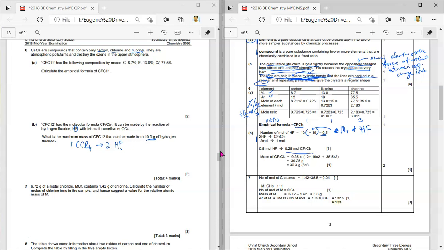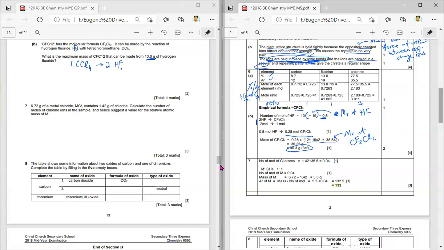Once I know there's 0.25 mole of CF2Cl2, the mass will just be the mole multiplied by the MR of CF2Cl2, and I'm going to get 30.3 grams. Okay, so take note of that.